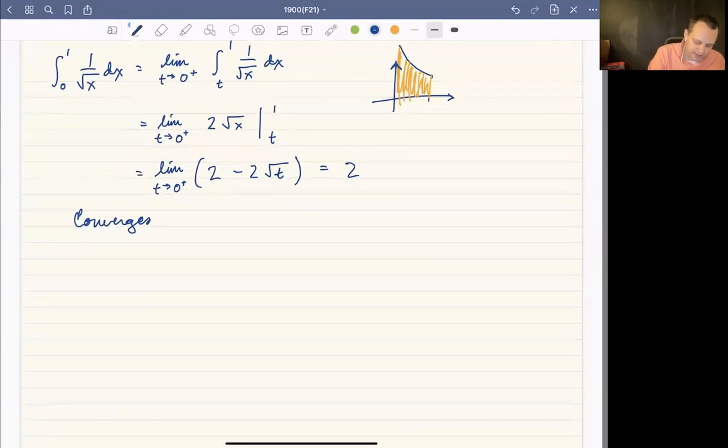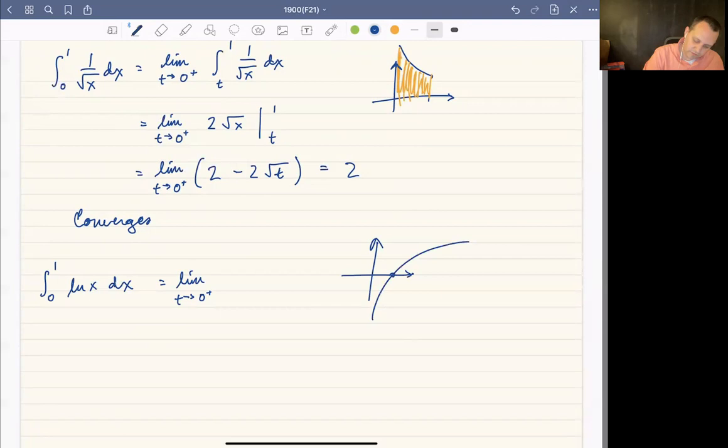Let's look at the integral from 0 to 1 of the natural log of x. Again, natural log has a discontinuity at 0. The natural log looks like that, and we're going to go from 0 to 1. So we're going to be talking about this area. If the integral converges, it's got to be negative because it's below the x-axis. The question is whether it's finite or infinite.